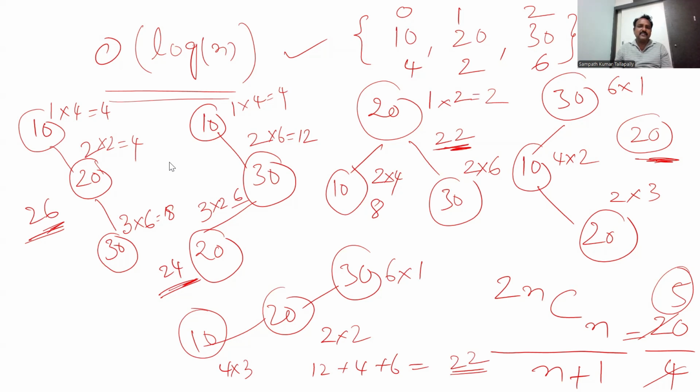Now, out of these combinations, which tree is going to give you the minimum operations? This tree is going to give you the minimum operations. So what we need to do now is treat this tree as your optimal binary search tree. Now we are doing this only for my three elements.